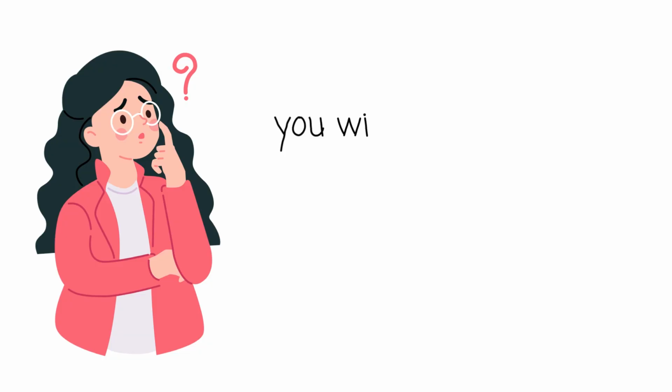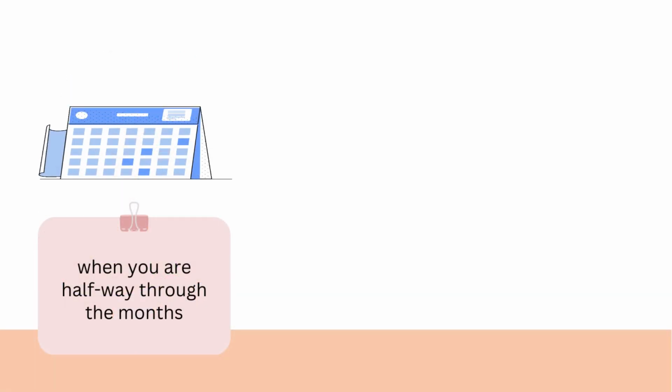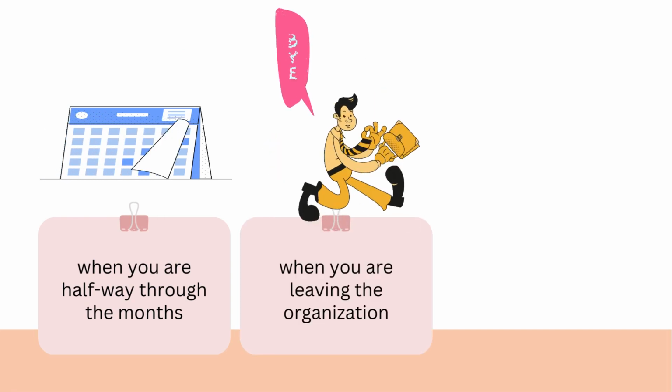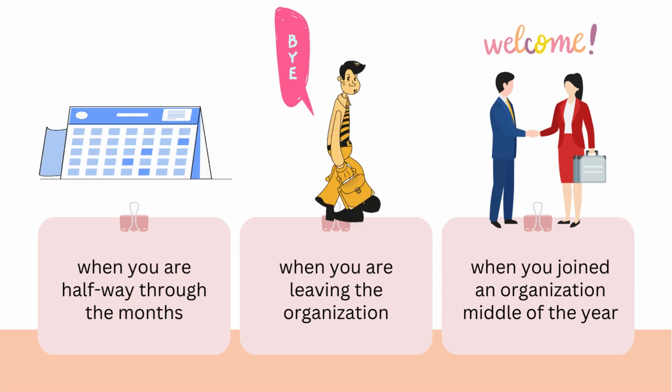Typically, you will want to know your prorated annual leave entitlement in a few situations. Situation number 1 is when you are halfway through the months, situation number 2 is when you are leaving the organization, and situation number 3 is when you joined an organization in the middle of the year.